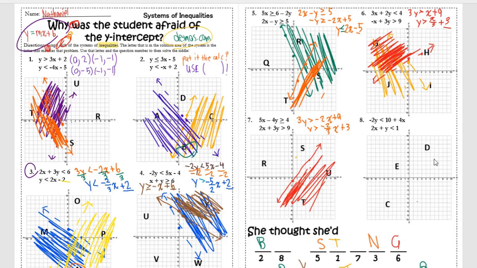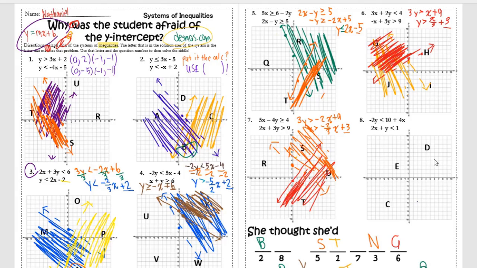Two good points for this one are 0, 3. X is 0, y is 3. And 3, 1. So x is 3 right here, y is 1. All right. It is y is greater than, so it's going to be a dashed line, therefore. And we want y values greater than 3. So y values like 4, 5, 6, in this direction. So we're going to shade up here.